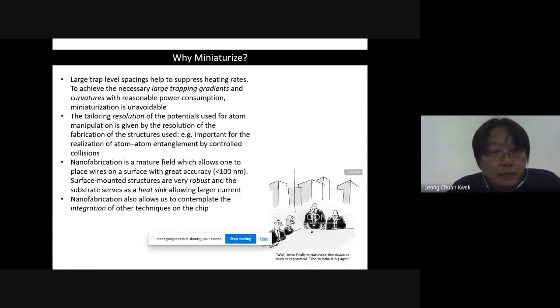So why do we miniaturize? Because the large trap level spacing helps us to suppress heating rates. So in fact, the smaller the device is, the less power we consume. Also, tailoring the resolution of potential for atom manipulation is given by the resolution of the fabrication devices. And so atoms are small, so it makes sense to have tiny traps, and therefore it's necessary to consider miniaturization. Also, fabrication nowadays is very mature, and we can do a lot of this in the fab with great accuracy. And we hope eventually that this nanofabrication will allow us to integrate with other techniques on the chip and other devices as well.